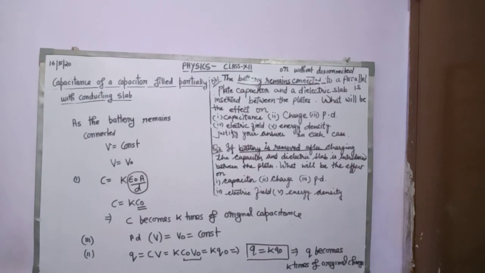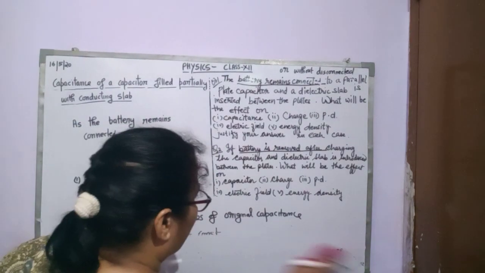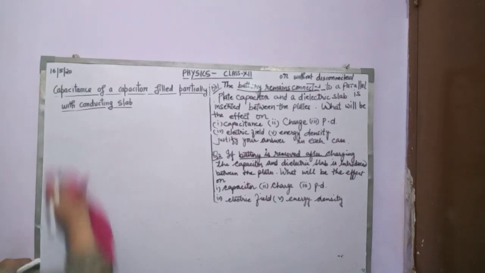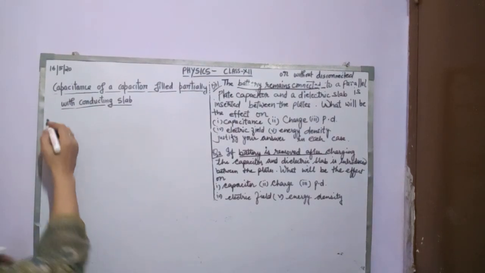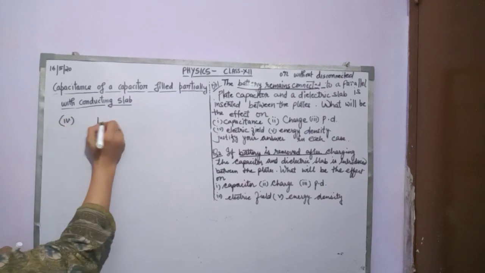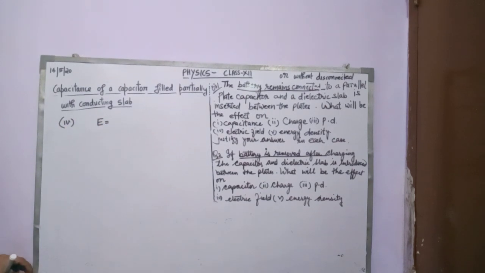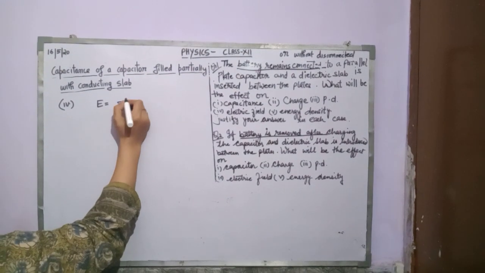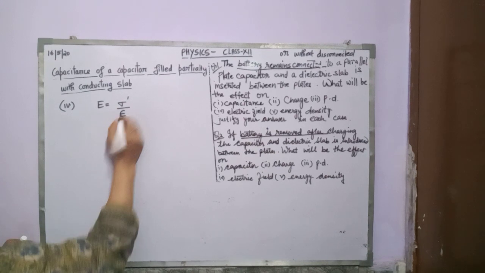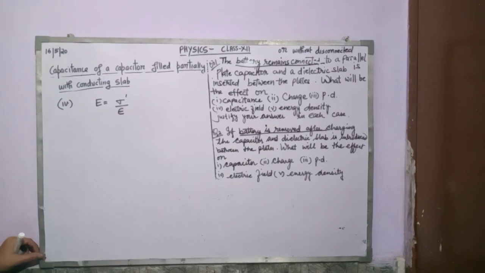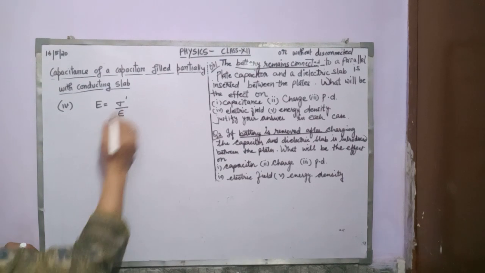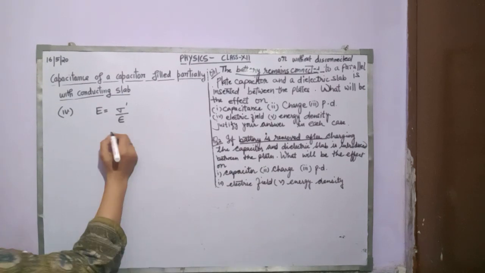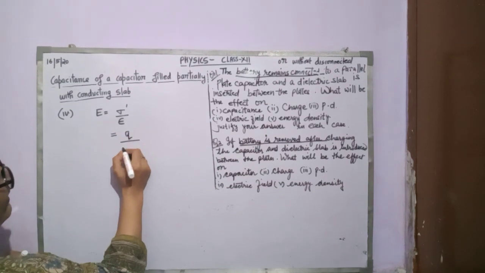And this is what about the electric field. What happens to the electric field? Now the electric field, you know, this is the general value. This is your fourth part. Electric field, suppose E naught is equal to sigma upon epsilon naught when the charge is Q naught. Now the electric field becomes, suppose, sigma dash upon epsilon. Why epsilon? Because a dielectric slab is inserted between the plates. What about sigma dash? Surface charge density. That means charge divided by area. Now the charge is Q divided by area, that is your A.